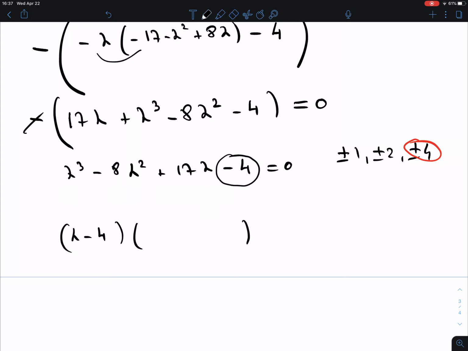We can factor this equation as lambda minus 4 times a quadratic. And so what is the remainder by the division? We have to do long division. Oh my god, okay, I know.